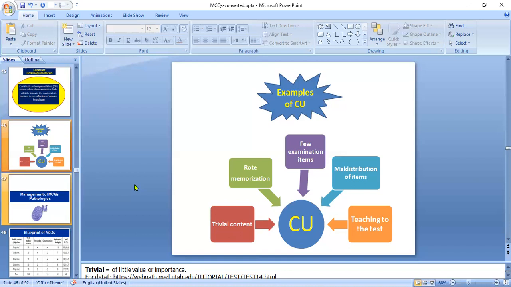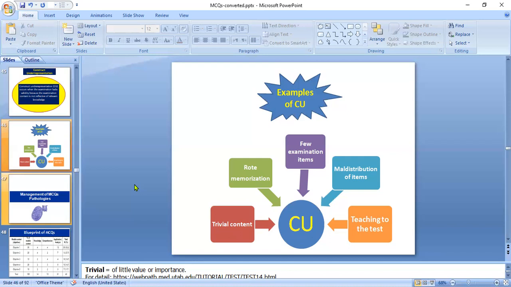The next is the maldistribution of items. The maldistribution of examination items actually leads to the oversampling of some content areas and sometimes the undersampling of some questions. So that again should be avoided because all contents should be covered clearly, and there should be a best solution to manage these pathologies. That is the blueprint. What is the blueprint? That is upcoming in the next slide, how we can manage and treat these pathologies.